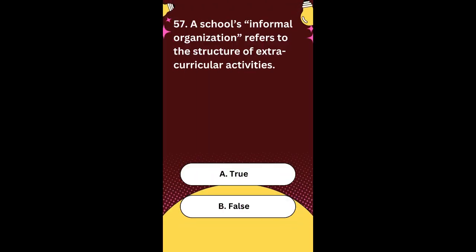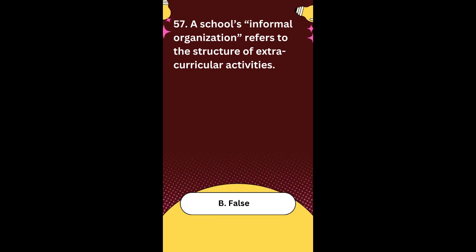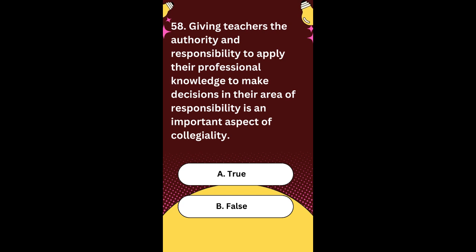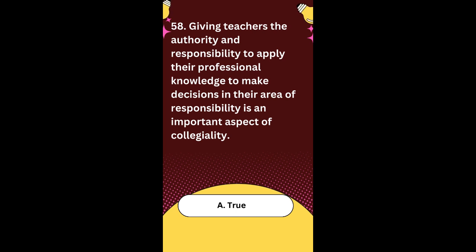57. A school's informal organization refers to the structure of extracurricular activities. The answer is false. 58. Giving teachers the authority and responsibility to apply their professional knowledge to make decisions in their area of responsibility is an important aspect of collegiality. The answer is true.